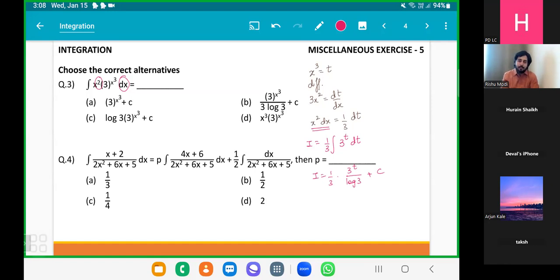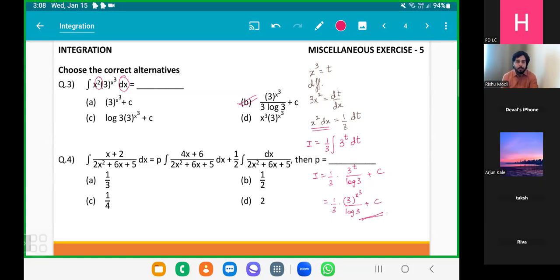In the last step, we have to resubstitute. So t will be replaced by x cube again. So we'll have 1 by 3 into 3 raised to x cube upon log 3 plus c, which is nothing but option B. Right? So here my substitution goes as x cube is equal to t. Now, if someone says that, sir, I want to substitute 3x cube as t, that is also okay. Still, you will get the final answer, which is the same. So it doesn't matter whether you take 3x cube in this case or x cube only, the final answer will remain the same.